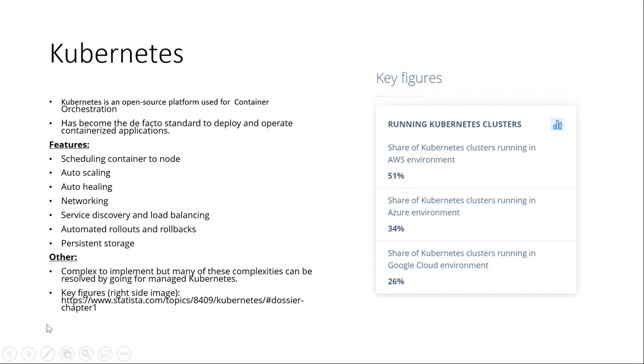Networking, service discovery, and load balancing. If you have multiple instances of a pod, load balancing happens automatically. Also networking, so communication between two pods, etc. is available. Automated rollouts and rollbacks: you can get a new version of your application rolled out, and you have a variety of rollouts available.